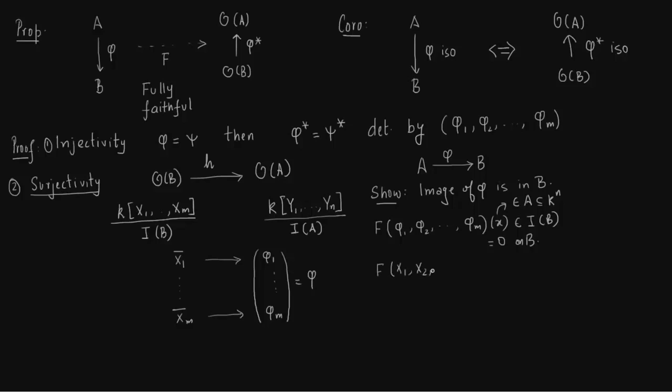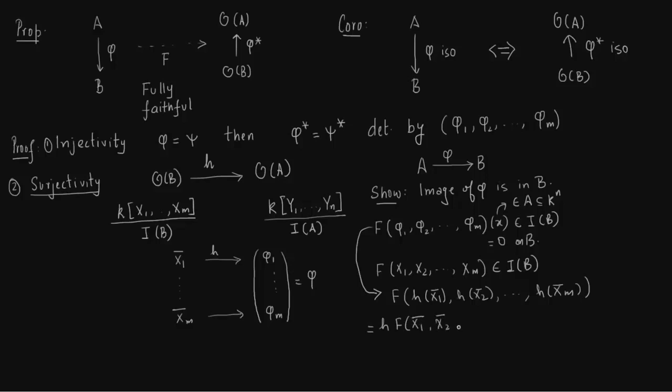So let me write this down again. You have taken this polynomial f(x1, x2, all the way to xm) in the ideal of B, and you want to show that if you replace x1 by phi 1, x2 by phi 2, xm by phi m, and evaluate it at a point x of A, you get 0. So what is f of phi 1, phi 2, phi m? Now we're just going to write down what we have written on the left hand side. I'm replacing phi 1 by h of x1 bar, phi 2 by h of x2 bar, just precisely what the figure is. Now you have a polynomial, you can take this homomorphism outside, and this is what we get.